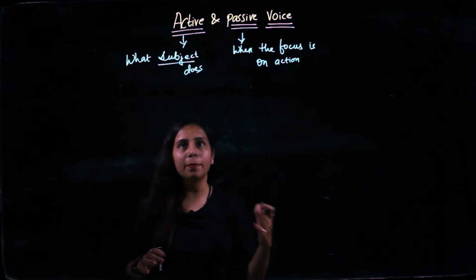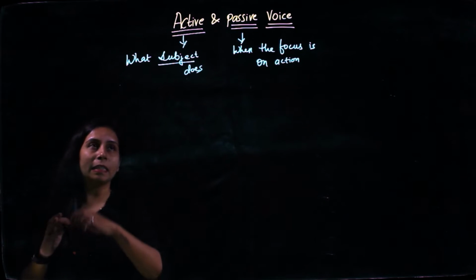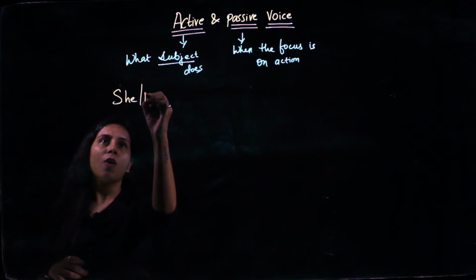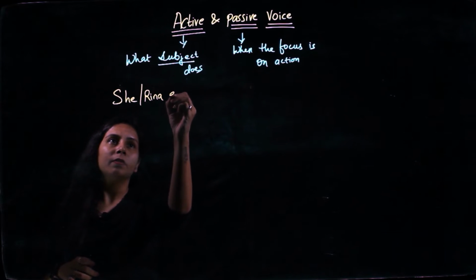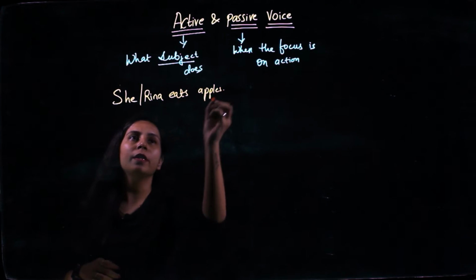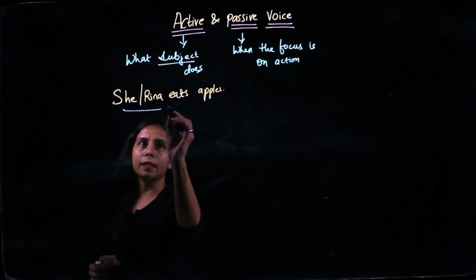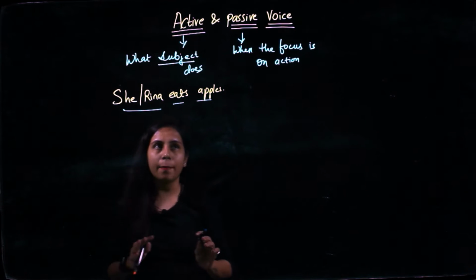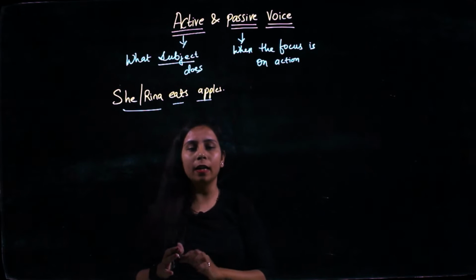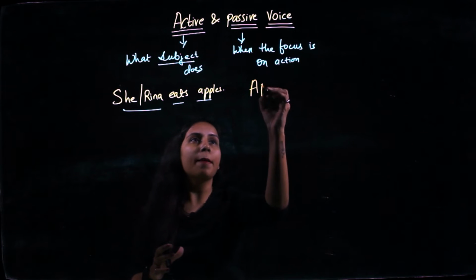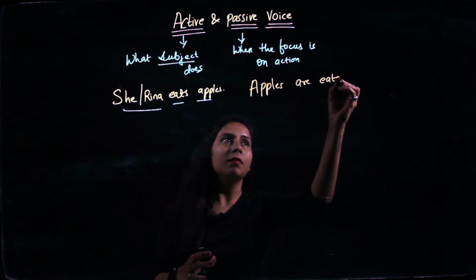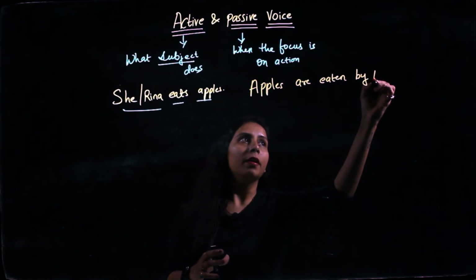I would take examples and make you understand by the examples themselves. For example, I say, Reena eats apples. So here what did I say? Reena is eating apples. Okay, Reena eats apples. Now when I want to make it passive, I would focus on the action. That is, apples are eaten by Reena.